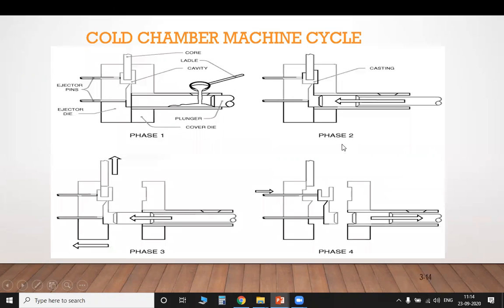Next, the cold chamber machine cycle: the first phase, second phase, third phase, and the fourth phase. In the first phase, we pour the molten metal through a ladle. Here the ram is taken over the total shot. After that, the ram pushes inside when high pressure is given. You can see this in the second phase.